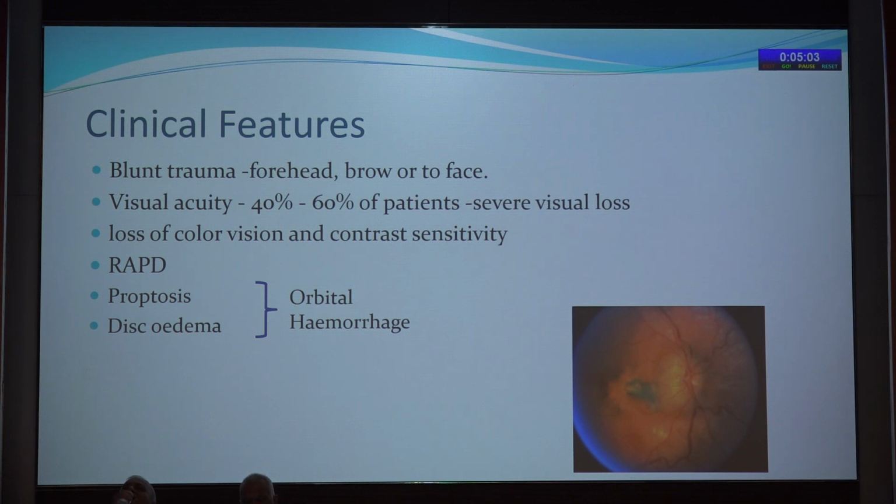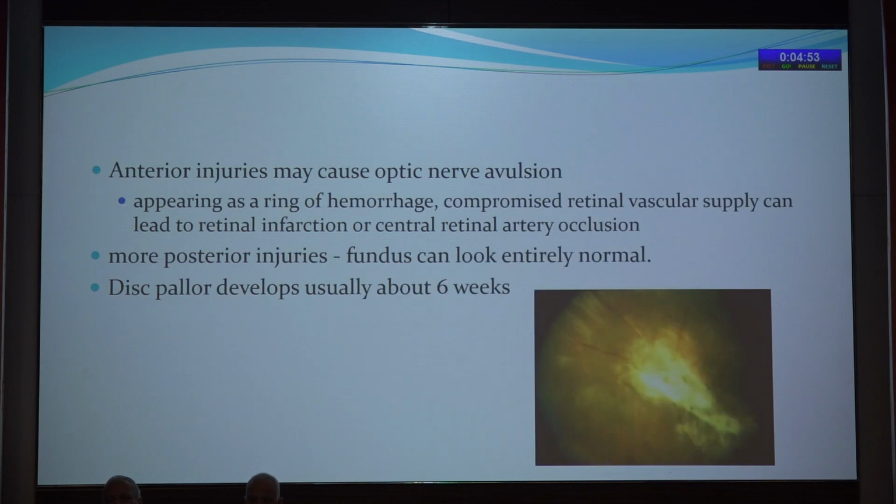Presence of RAPD will be there as with any other type of optic neuropathy. Proptosis and disc edema may suggest orbital hemorrhage, so one should look for it actively. If the injury is anterior enough, it may cause optic nerve avulsion, which may be seen as a ring of hemorrhage leading to retinal infarction and central retinal artery occlusion. With more posterior injuries, the fundus may be normal, and pallor develops around 6 weeks after the injury.